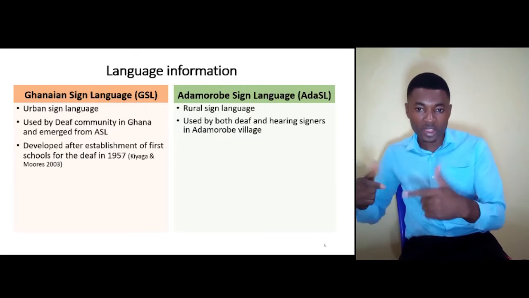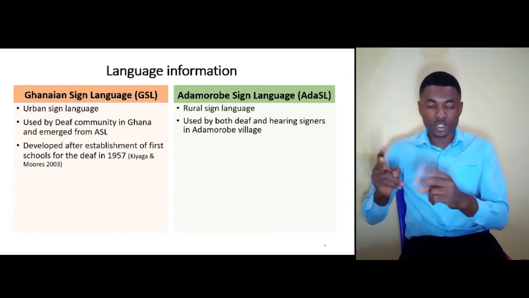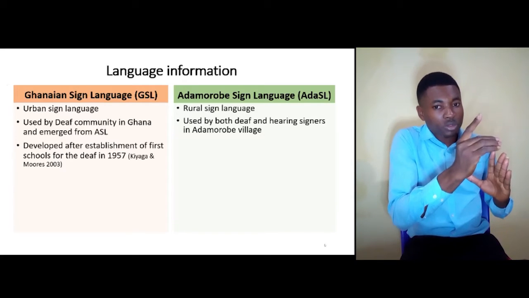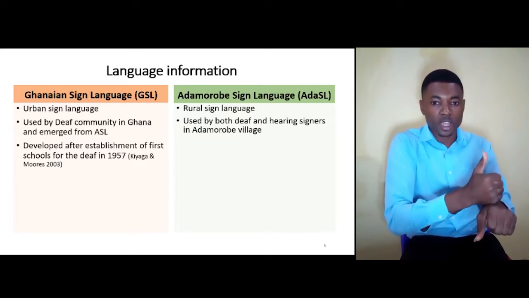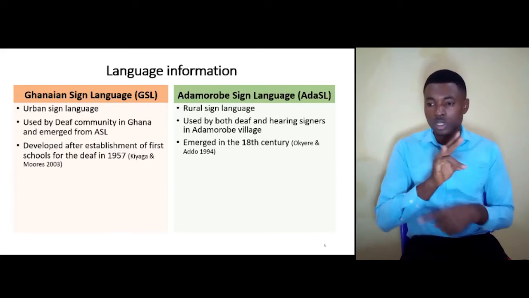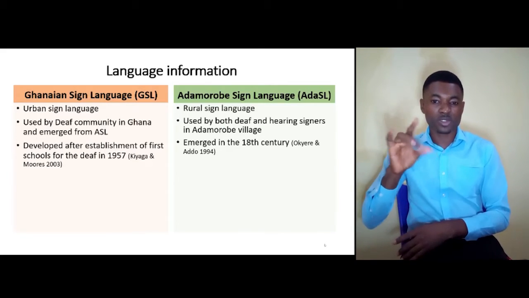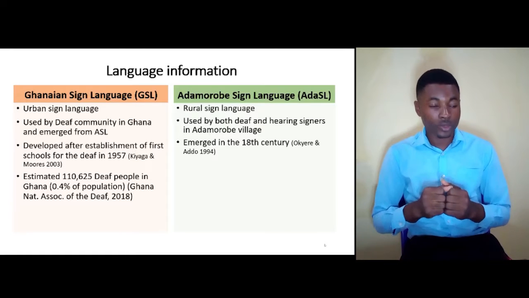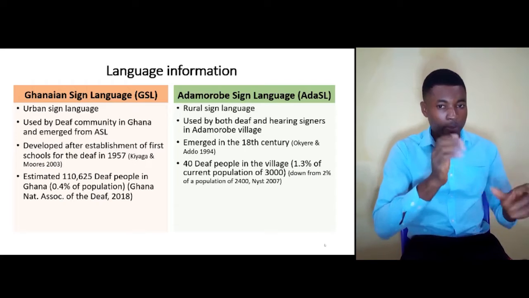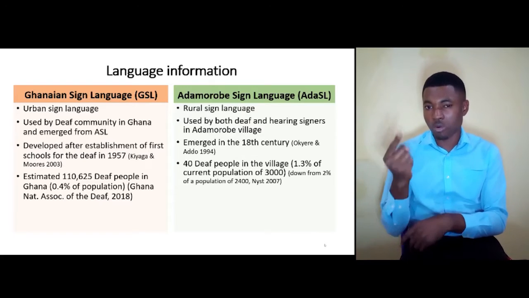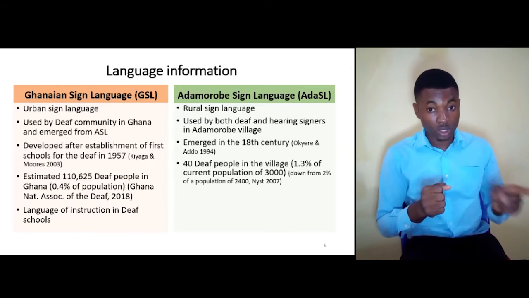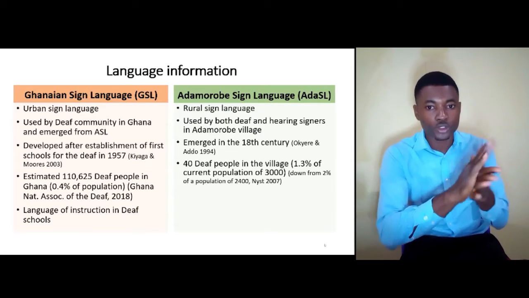Ghanaian Sign Language developed after the establishment of the first school for the deaf in 1957. Adamorobe Sign Language emerged in the 18th century. Ghanaian Sign Language is used by more people as compared to Adamorobe Sign Language, which has only 40 deaf signers currently in Adamorobe. Ghanaian Sign Language is a language of instruction in deaf schools.